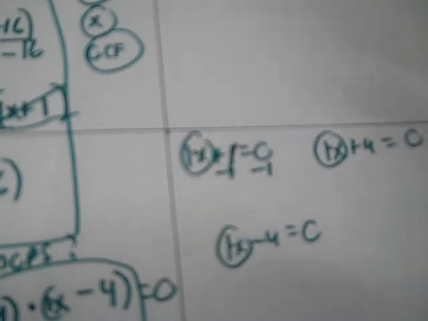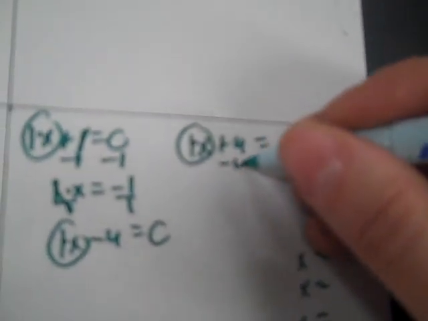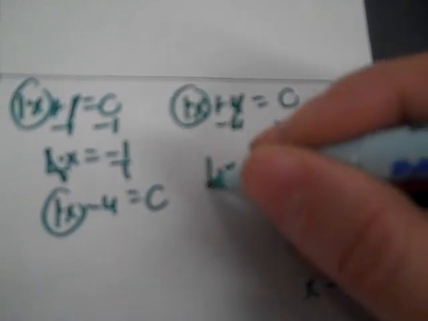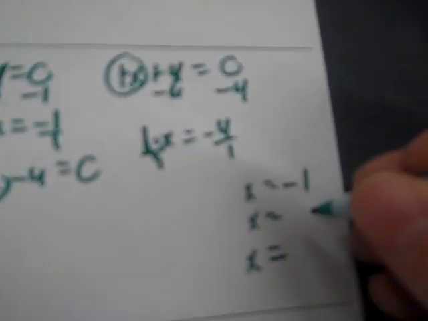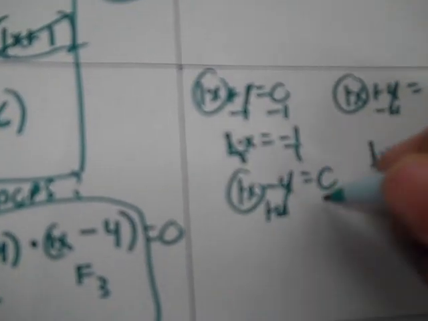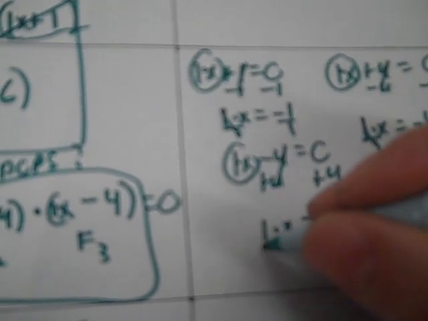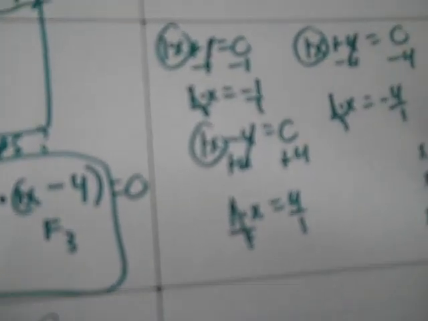Minus 1, 0 minus 1 is negative 1. If you divide by 1, that keeps the answer negative 1. Minus 4, 0 minus 4 is negative 4. Dividing by 1 keeps us at negative 4. Okay, and then plus 4, 0 plus 4 is 4. Dividing by 1 keeps us at 4.